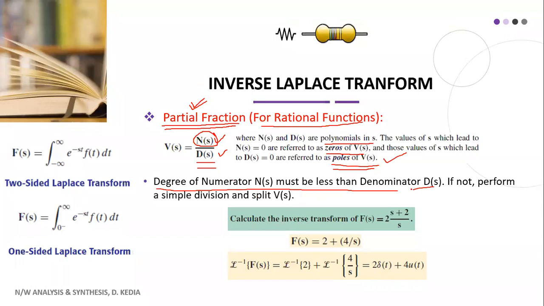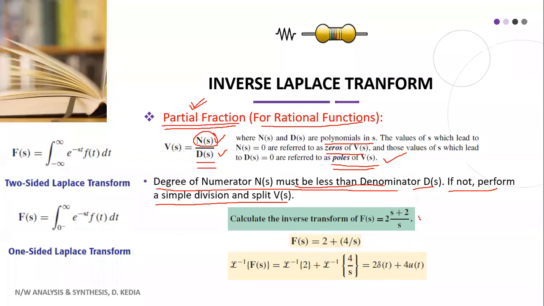So this thing will be clear also, and if it is not less, you will have to split that fraction or rational function so that this condition is satisfied. So you will not apply partial fraction unless this condition is satisfied. It is written on your slides also. If not, we'll have to perform a simple division and then split it so that this condition is satisfied. So this is the condition for application of partial fraction.